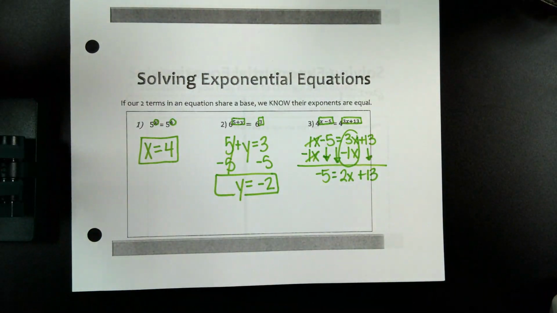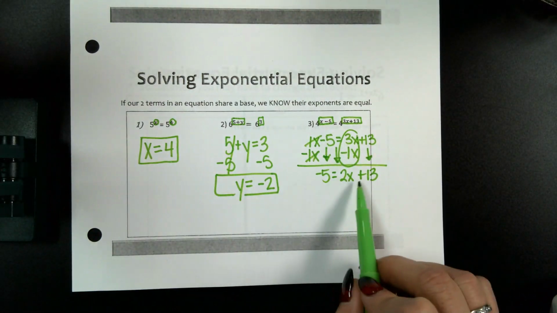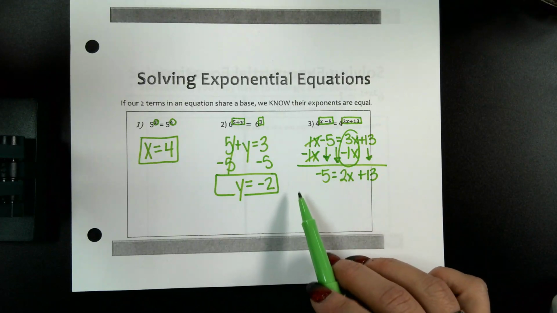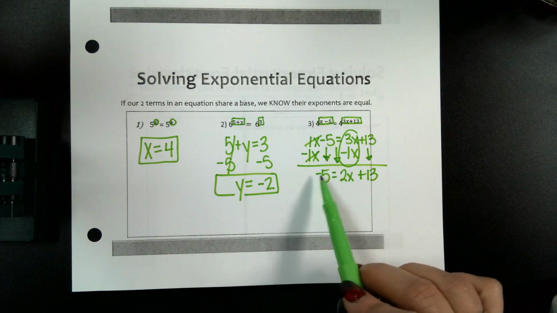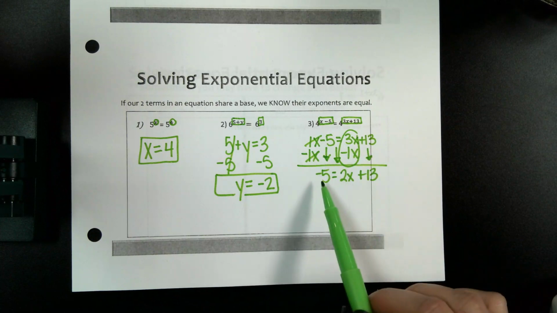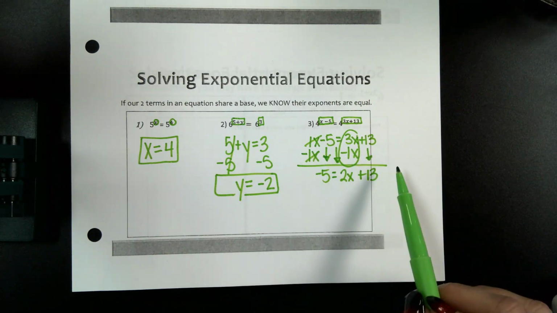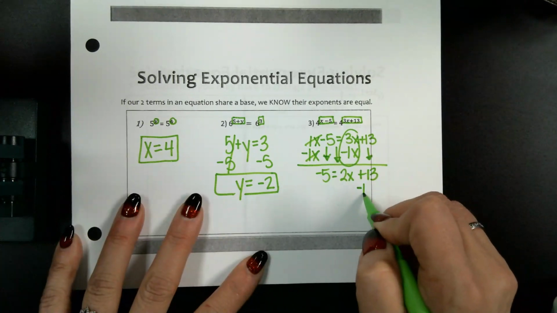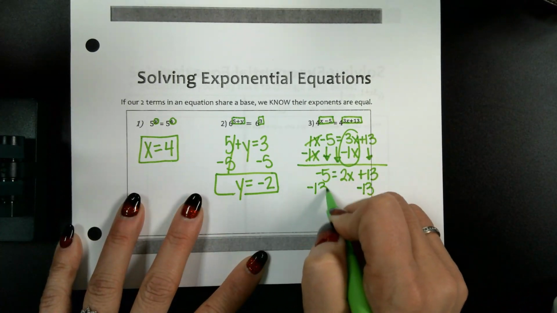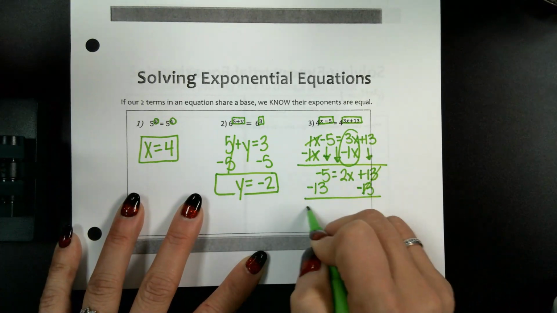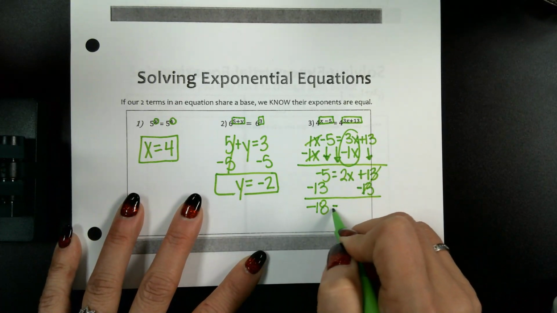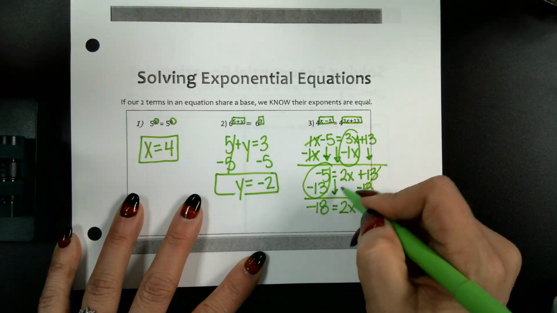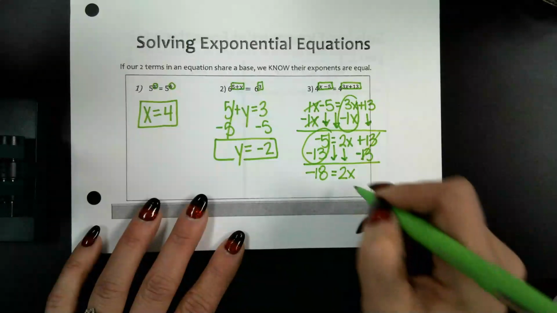Since Caden moved the variable to the right, and mine is normally on the left, typically I move my constant to the right, but here it would not make sense to move the -5. So what am I going to move? We're going to move the 13 by doing subtraction. Yeah, so that would be -18 equals 2x, and then we're just going to finish with our division step.